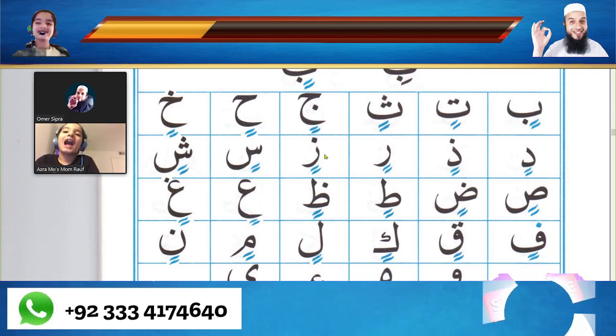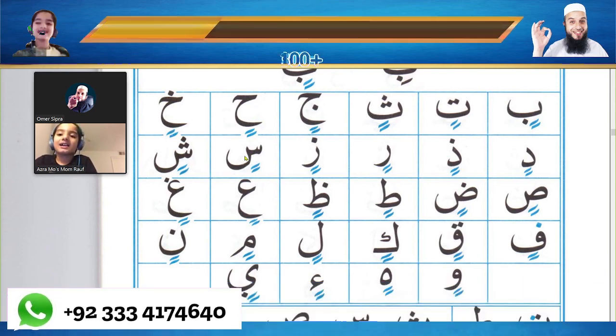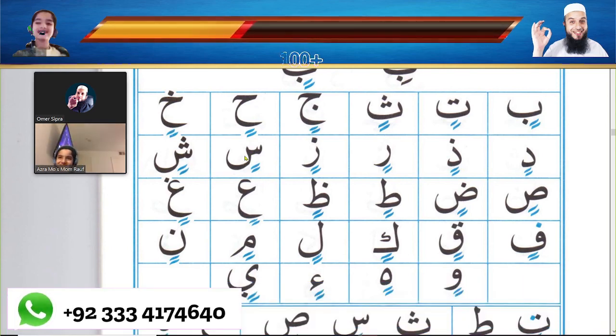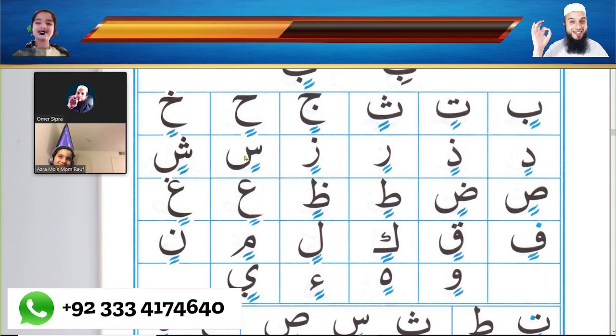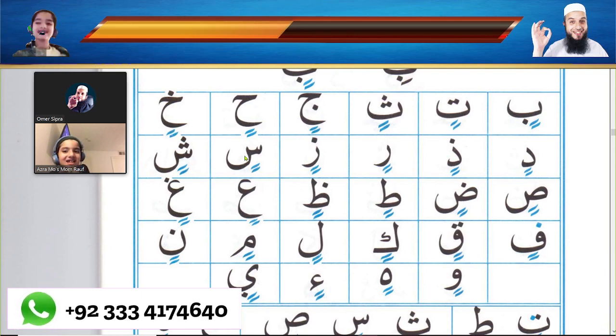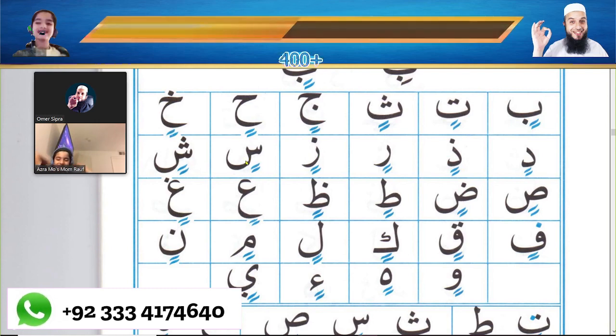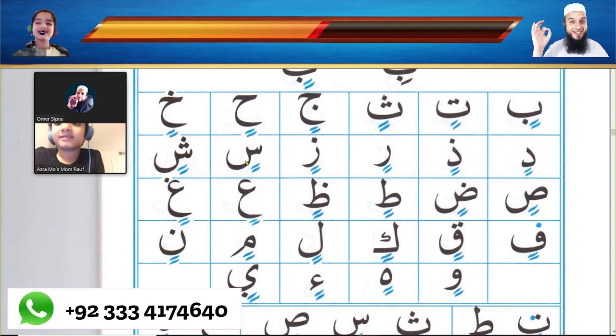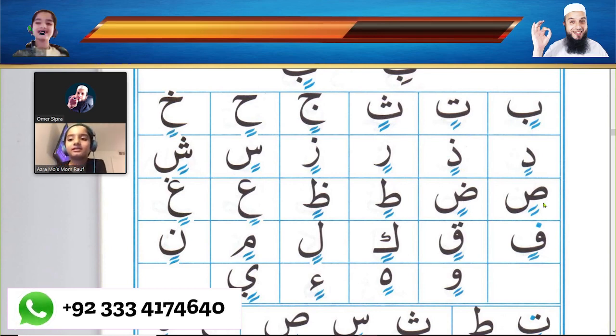Za. Okay, what about the letter Seen? Where do we touch our tongue in the letter Seen? Back side of the lower front teeth. Not at all. We do not touch our tongue anywhere in the letter Seen. Same as the letter Za. The upper and the lower teeth have a little bit of gap, and we read this letter with force. Seen, like this, seen.